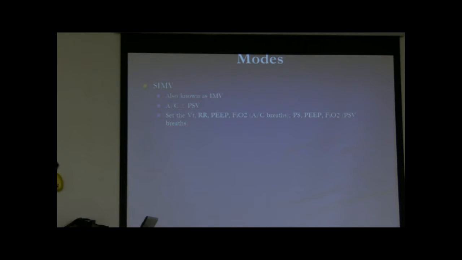It's a combo basically between AC and pressure support. Meaning that you have a certain amount of mandatory breaths that the patient needs to get, and all those volumes are the same. Or all those breaths, I should say. All those breaths are the same.